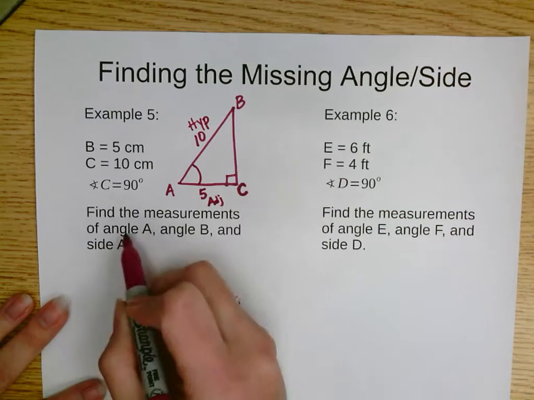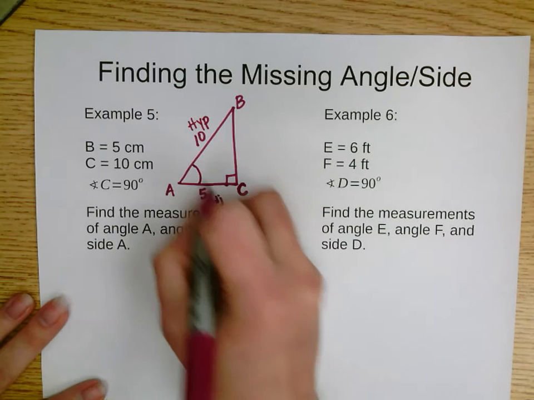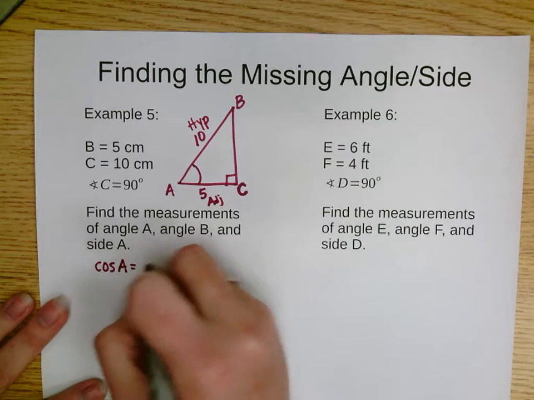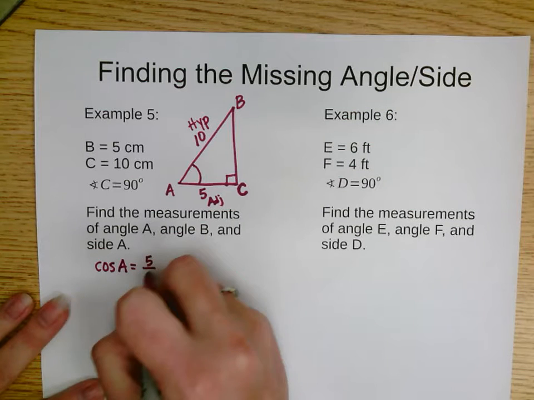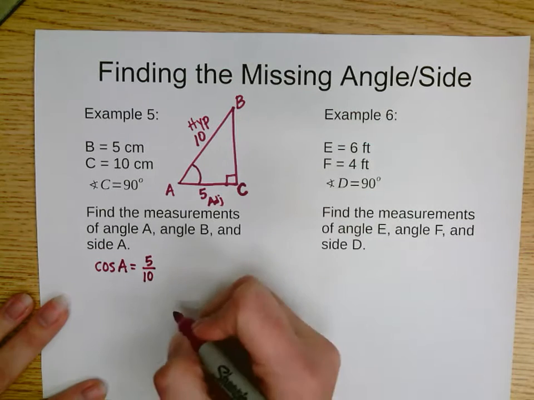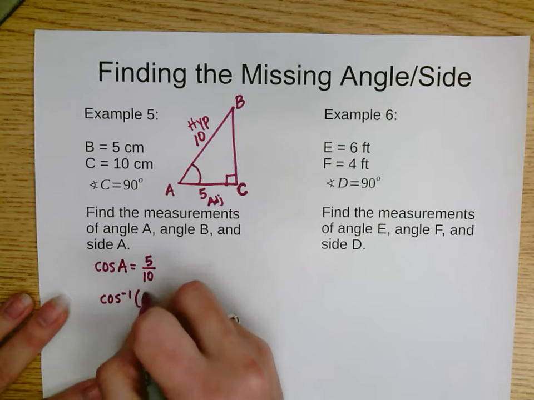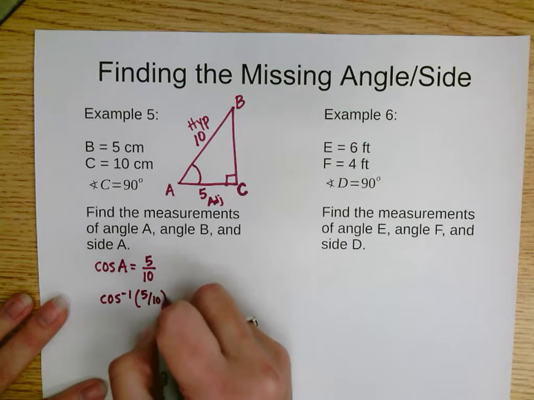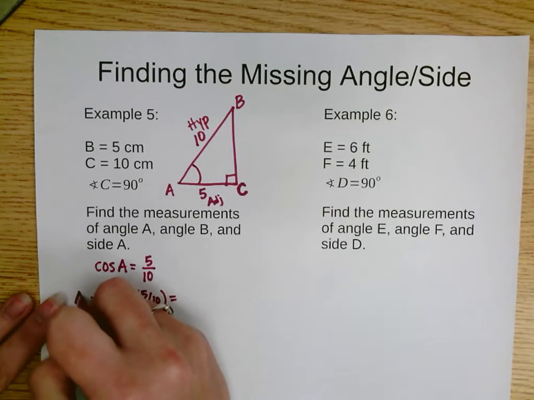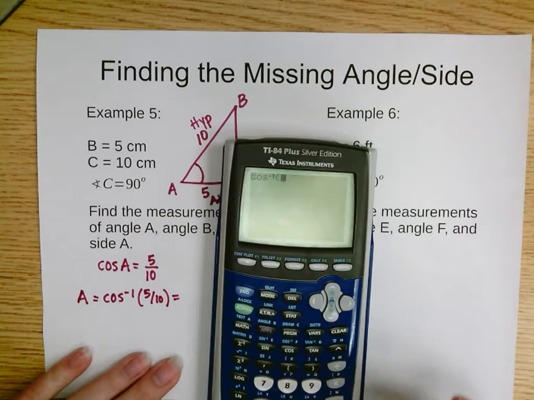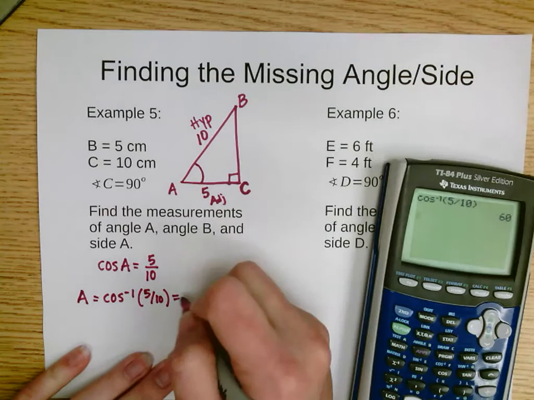Alright, so for angle A, adjacent over hypotenuse is cosine. So cosine of A equals 5 over 10, adjacent over hypotenuse. And so I'm going to do inverse cosine of 5 over 10, and that's going to tell me what A is. So inverse cosine of 5 over 10 tells me angle A is 60 degrees.